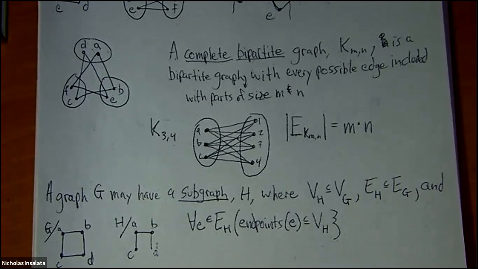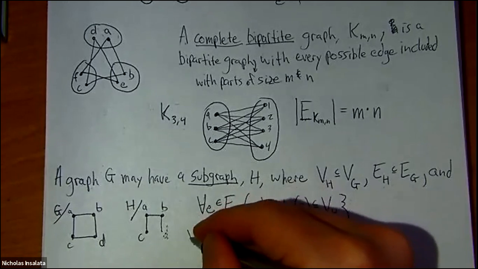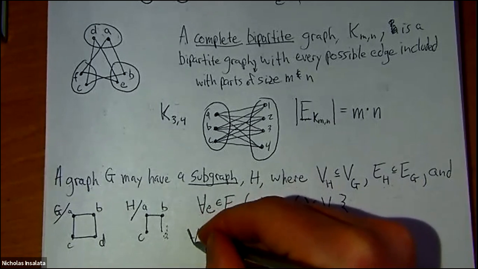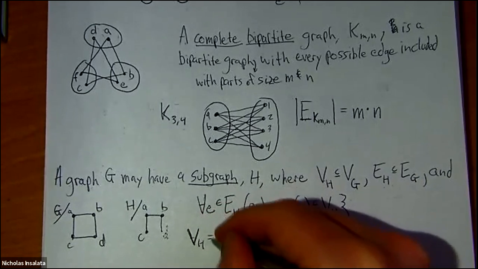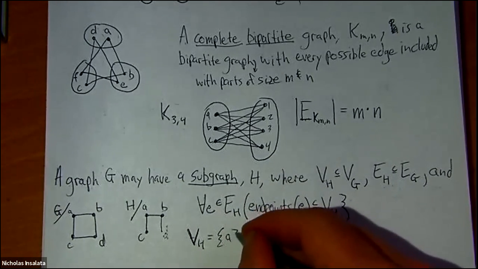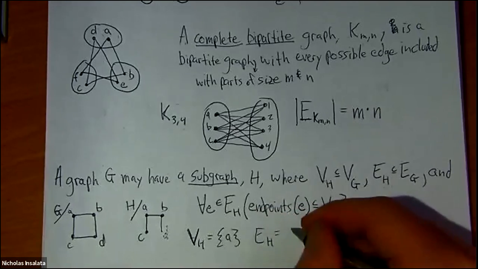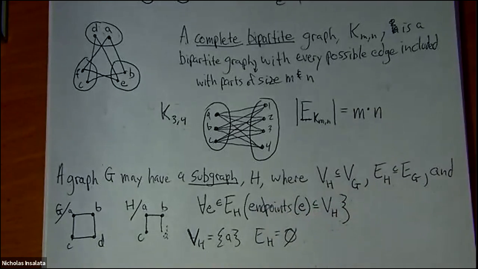Okay, can someone give me another subgraph of G with a vertex set and an edge set? Oops, it's supposed to be a vertex set H. A with no edges, okay? The vertex set has A, the edge set of H is empty. Yep, that's a subgraph. How about a subgraph with 2 edges in it?